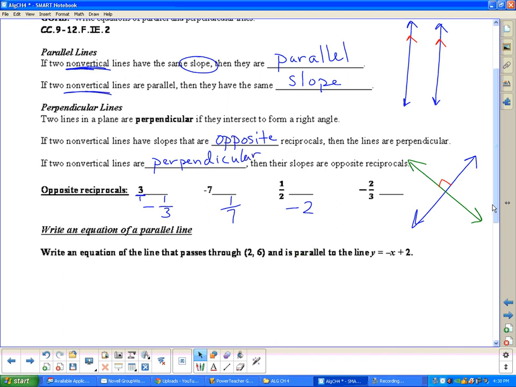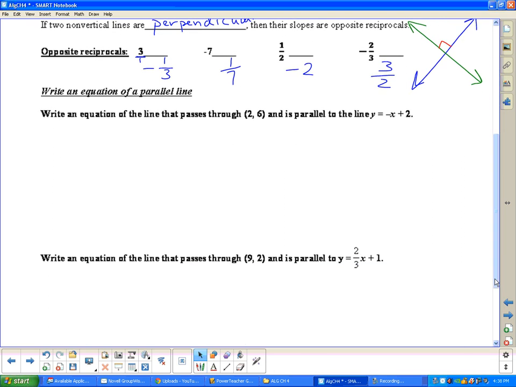So when we're looking at these equations, we want to write an equation that passes through this point and is parallel to this line. Now, I don't care much about this line right here. I only care about one thing, and that is the number in front of the x, because that will tell me what the slope is. And even though there's no number, I know that the slope is a negative 1. I don't care about that 2 at all. I don't care about anything else except for that slope. So my old slope is equal to negative 1.